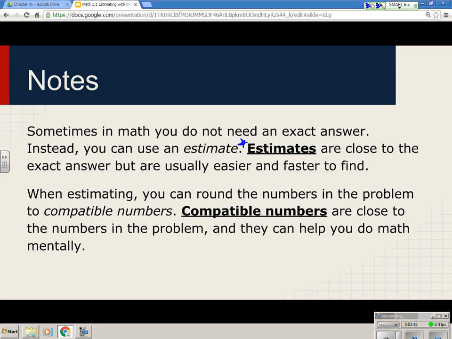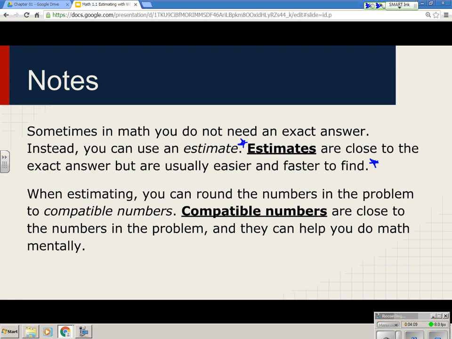You've probably done estimating before. When someone asks you, how long does it take you to get home? Well, it may take you 15 minutes, 42 seconds, but you'll usually say, about 15 minutes. Okay? Estimates are very common. Now, when we estimate, really what you're doing is you're rounding numbers in the problem to what we call a compatible number.